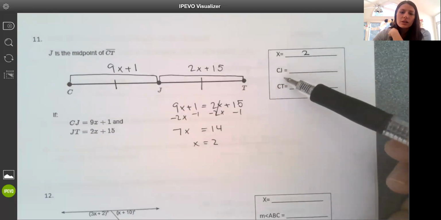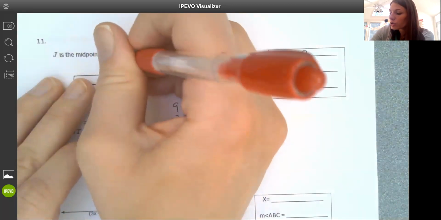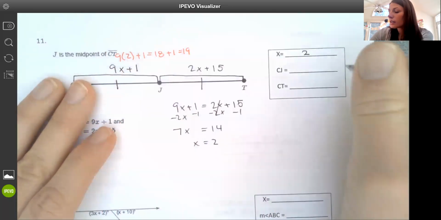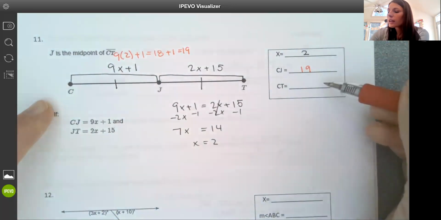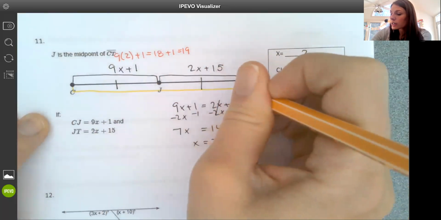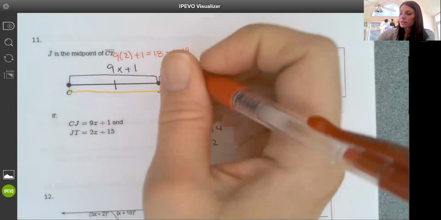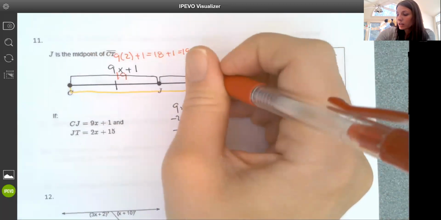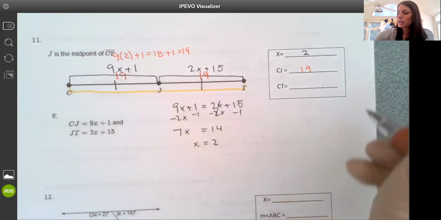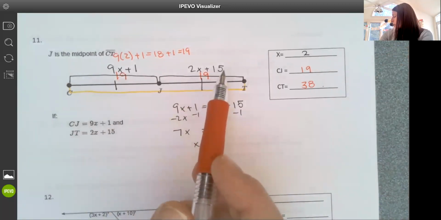Now that I know what x is, I can find various parts of this segment. So first it asks for CJ, which is here, C to J. And so CJ, if I plug in 2 for x, gives me 19. Then it asks for CT, which is this whole length from C to T. Well, I could either plug in here, but I know that this is the midpoint. So if this is 19 units, then this is 19 units. And the whole segment would be 19 plus 19 for 38 units all the way across, okay?